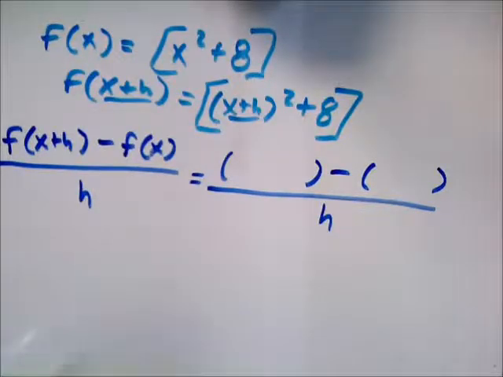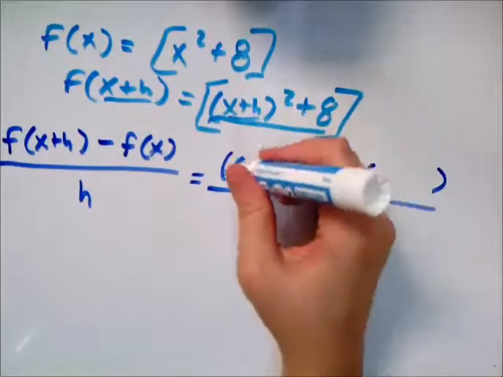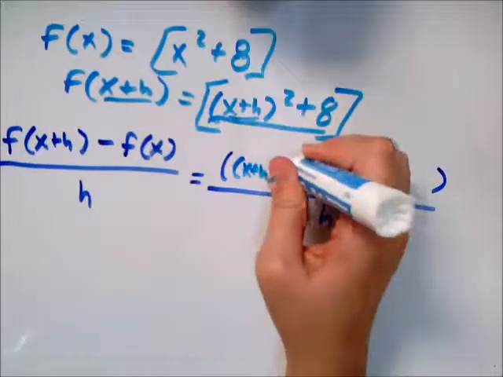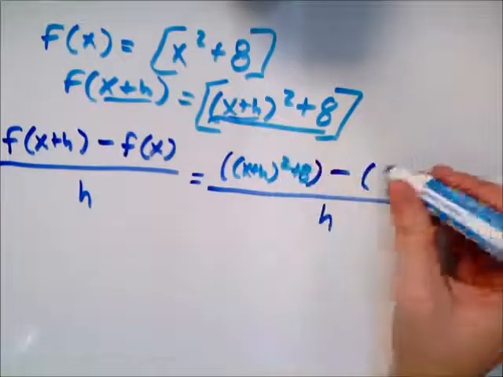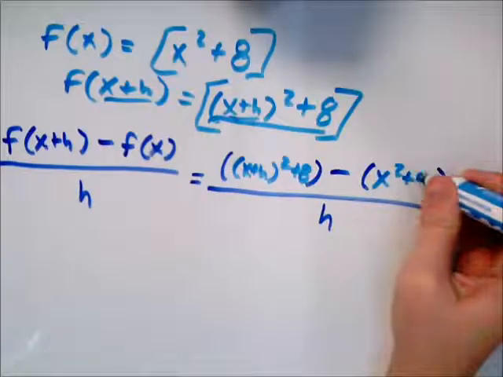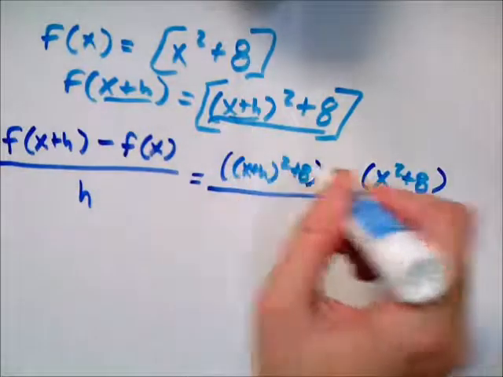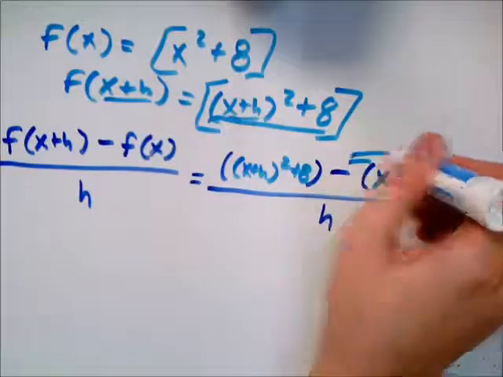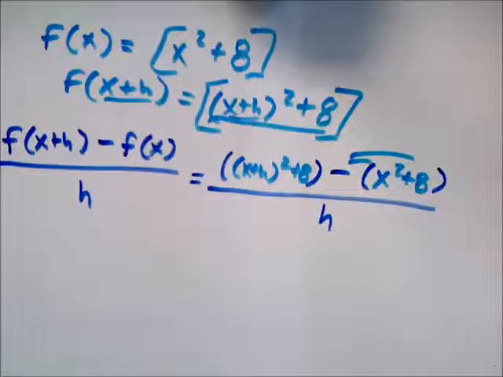So f of x plus h is this. So x plus h squared plus 8, and then that's minus x squared plus 8. Just be careful, it's this whole thing minus this whole thing. So notice that negative is going to distribute to both of those. Alright, so now it's just simplifying.